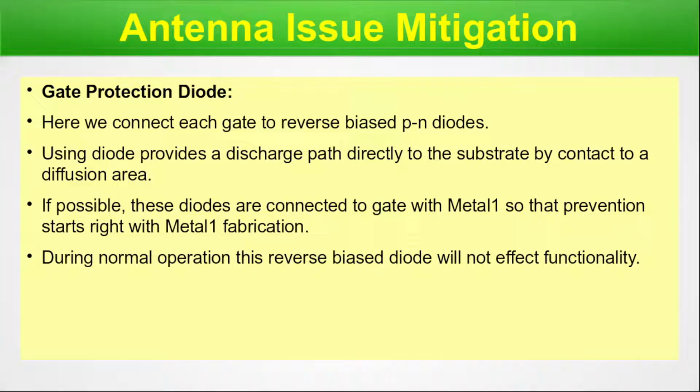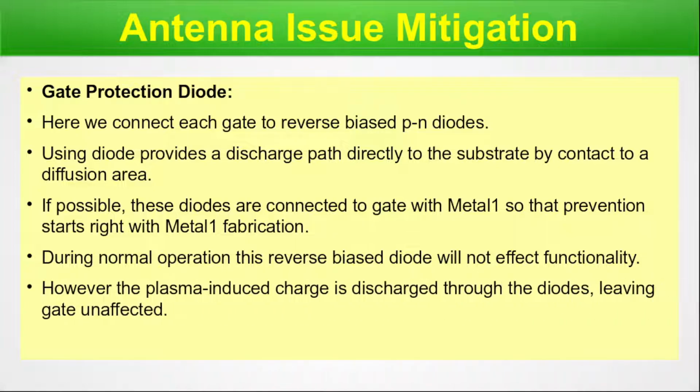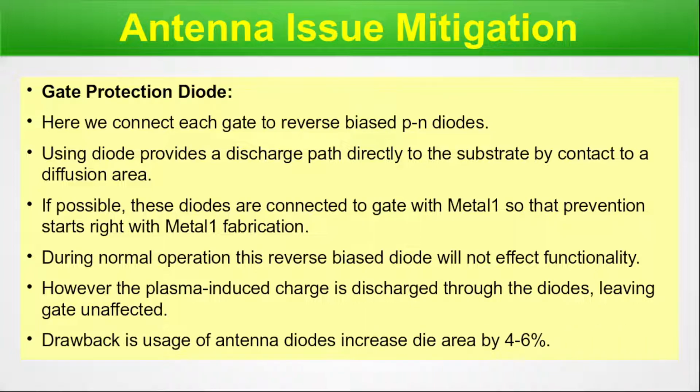During normal operation, this reverse bias diode will not affect the functionality. However, the plasma-induced charge is discharged to the diodes, leaving the gate unaffected. The drawback is that the usage of antenna diodes may increase the die area by 4 to 6%. So we are done with this slide. Let's move on to the next slide.